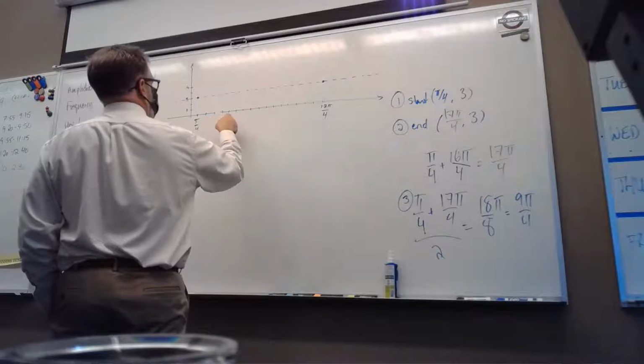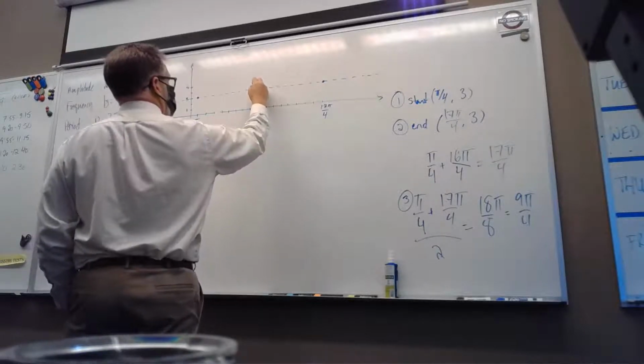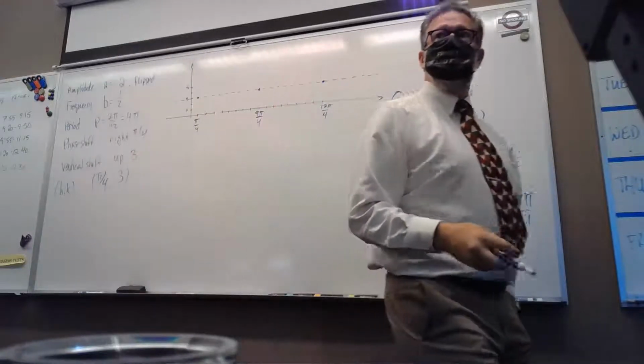1, 2, 3, 4, 5, 6, 7, 8, 9. There's 9 pi over 4. That's the middle. There's the third point.